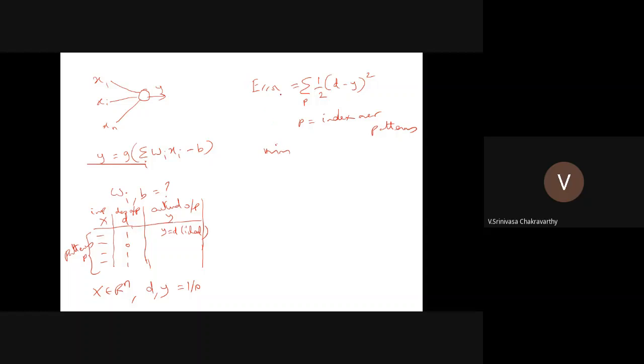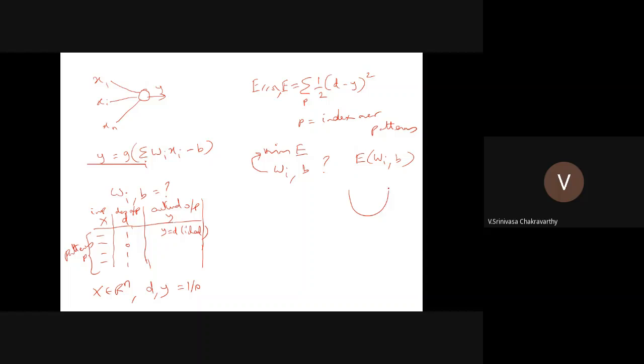I use the symbol E. Minimize E, right? What are the wi and b such that E is minimized? So this is the problem. For this, we do something called gradient descent. E here is a function of wi and b. So what are the values of w and b which minimize E?